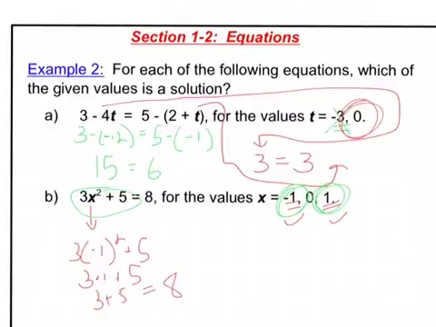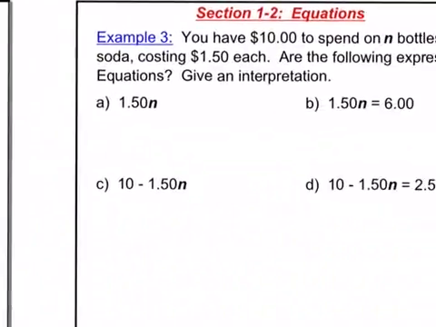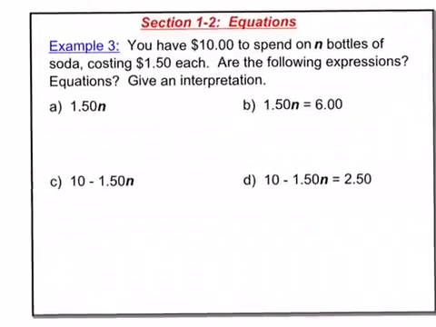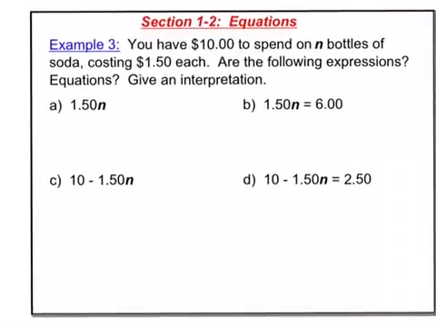Okay, sliding on then to example 3. It says you have $10 to spend on N bottles of soda costing $1.50 each. So 2 things that they want you to do. They want you to determine if the following are expressions or equations, and then give an interpretation. This is going to be a big part of what this textbook asks you to do, is to give a literal or practical interpretation. So $1.50 N right here is going to be an expression. We'll abbreviate that. And $1.50 N would be the price of purchasing N bottles of soda.